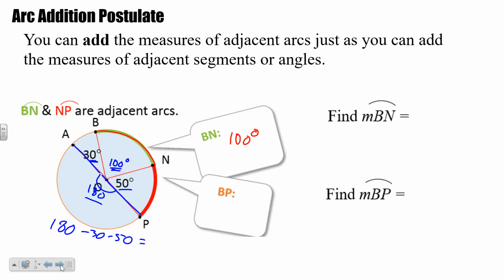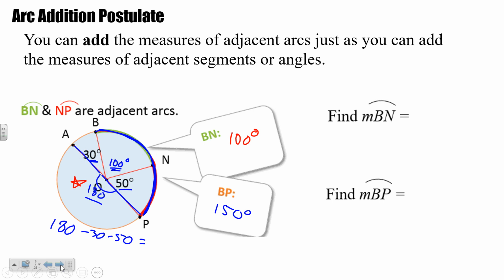Now, the next one you have to be careful. BP is this one. BP goes from here all the way to this one. Well, we know we have 100, we have 50, so that's 150. We actually didn't even need to know this 180. But if you can look at your picture and get all those angles, it's going to make the rest of it go a lot smoother.